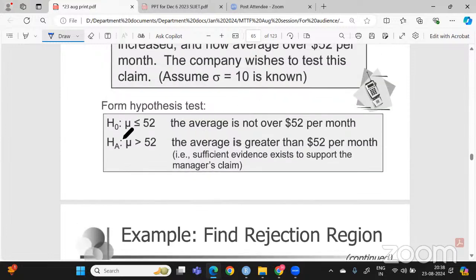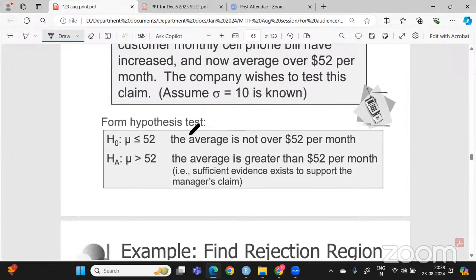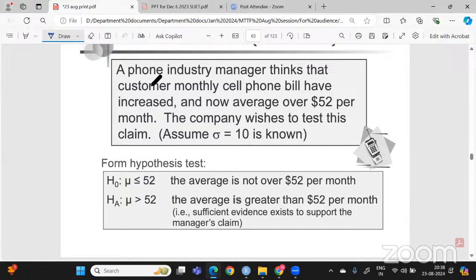So we have a null hypothesis. Let me read the statement for you. A phone industry manager thinks that customer monthly cell phone bills have increased and now average over $52 per month. So the null hypothesis is that the average is $52 per month, and the alternate hypothesis is that it is more than 52, because they want to prove this statement, that's why they have considered the opposite of that in the null hypothesis.